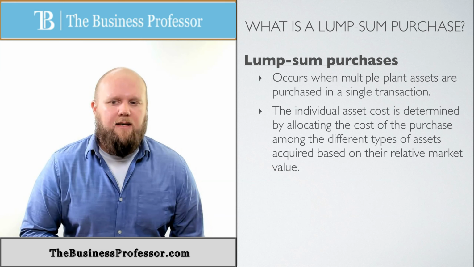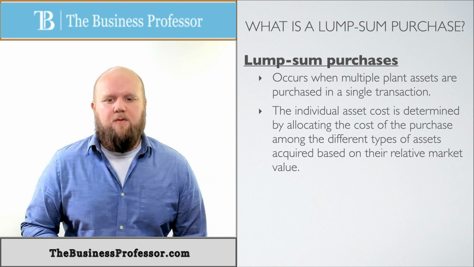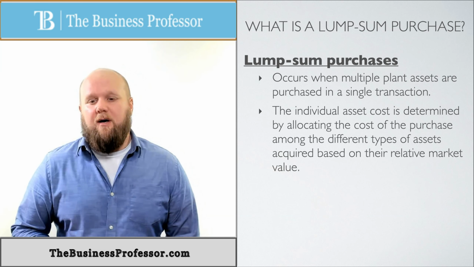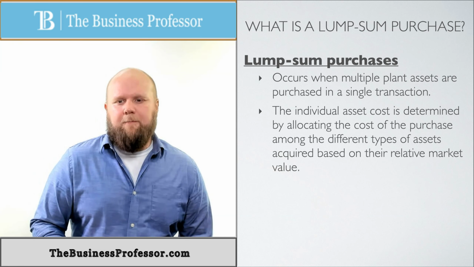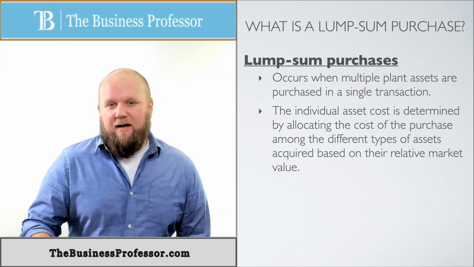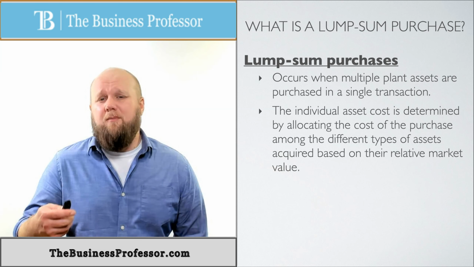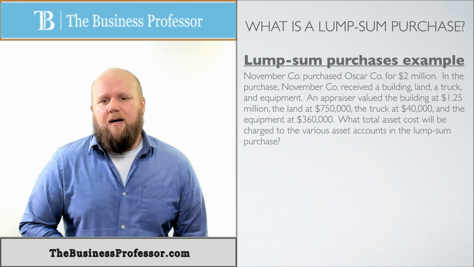Well, the individual asset cost is determined by allocating the cost of the purchase among the different types of assets acquired based on what we call the relative market value, or their appraised value, what they're worth today. Most of the time, what you pay for all this stuff in a lump sum purchase is not going to be what they're appraised for. So I'm going to show you an example of how to do this. Let's look at this example.